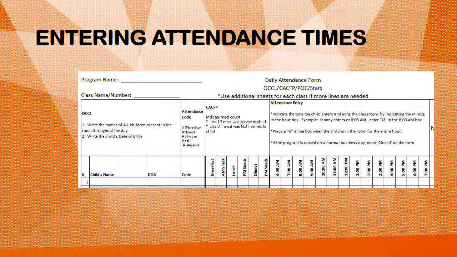Now let's look at entering attendance times. The directions again are at the top of the form. Indicate the time the child enters and exits by indicating the minute within the hour box. You place an X in the box when a child is in the room for a full hour. Let's look at an example.